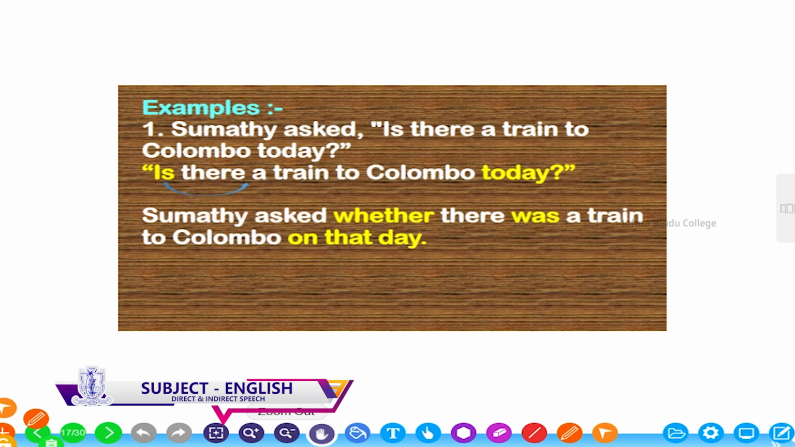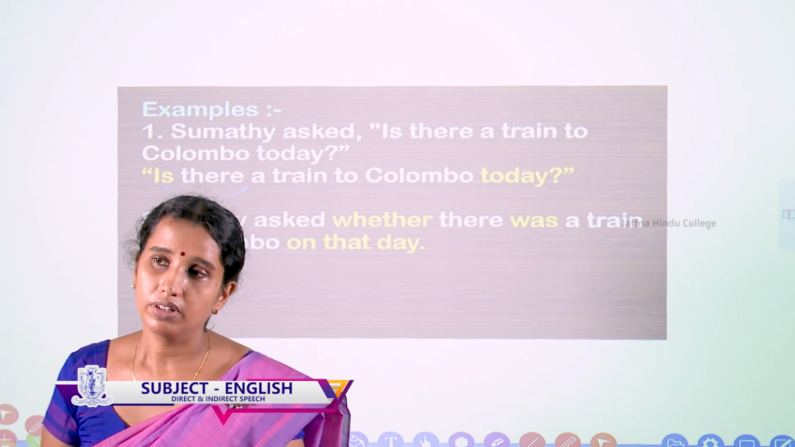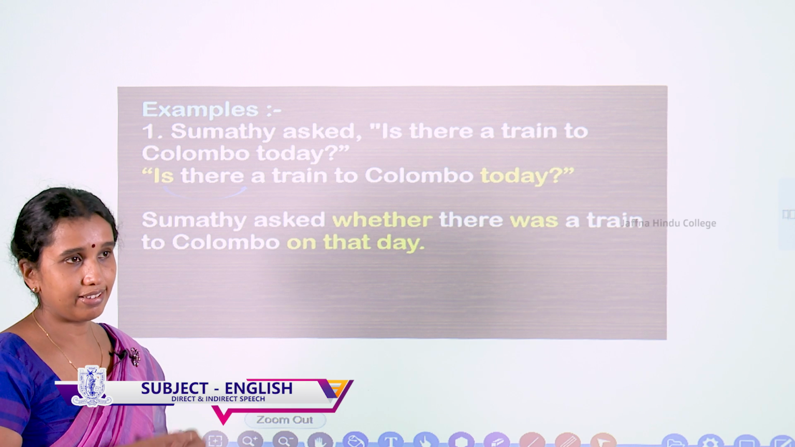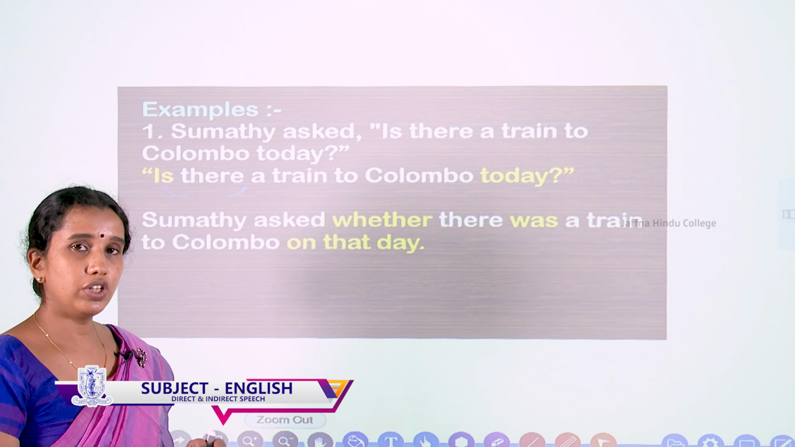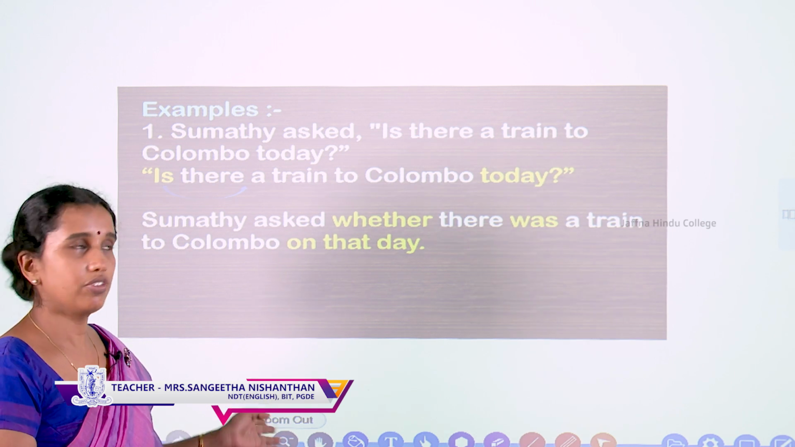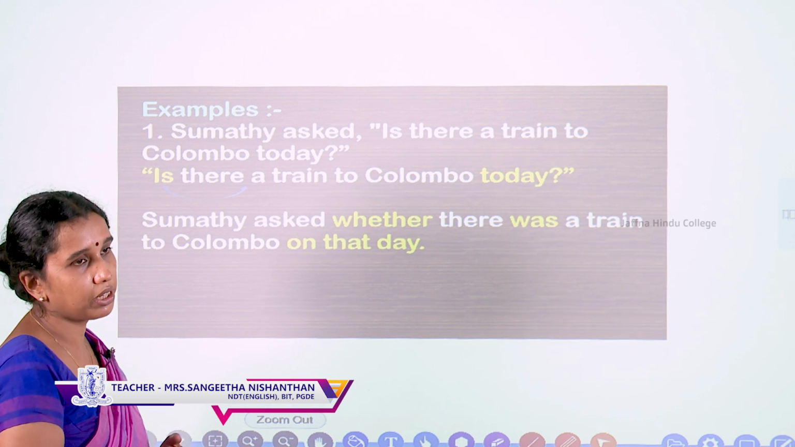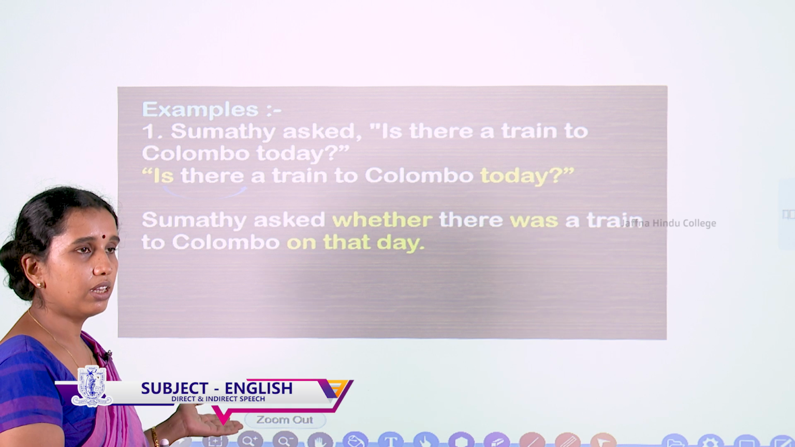Look at the example. Sumati asked, is there a train to Colombo today? This is a yes or no question. The answer is yes or no. Now, look here. Earlier the is would be there. There is a train to Colombo today. That is the statement word order. We change it to the question word order. Is there a train to Colombo today? We change this into a question by bringing the is to the beginning.